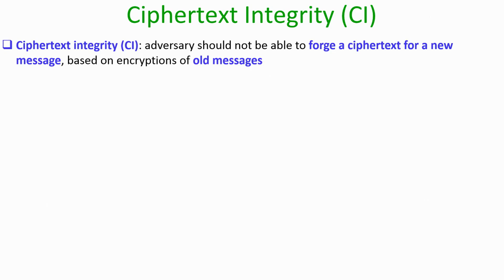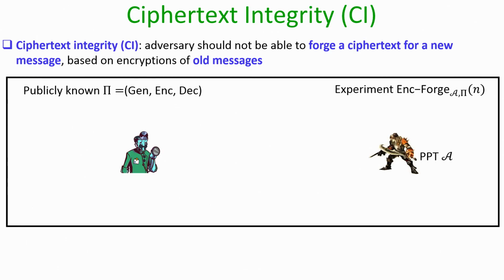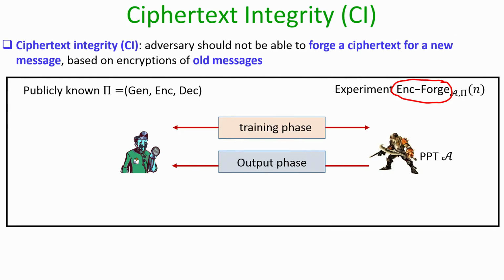So, let us see the ciphertext integrity experiment. Informally, the goal here is that the adversary should not be able to forge a ciphertext for a new message based on the encryptions of old messages. We model this requirement by an experiment which we call IncForge, played between a computationally bounded adversary and a verifier or an experiment, and we have a training phase and an output phase.